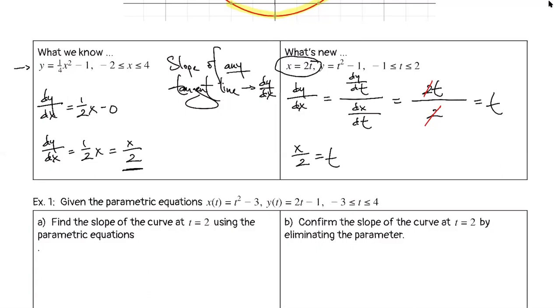And what I'd find is that t actually equals x over 2. So when I found dy/dx to be t, I was really finding dy/dx to be x over 2, which is good because if it's the same curve, no matter what form it's in, rectangular or parametric, I should get the same equation for the slope, okay?